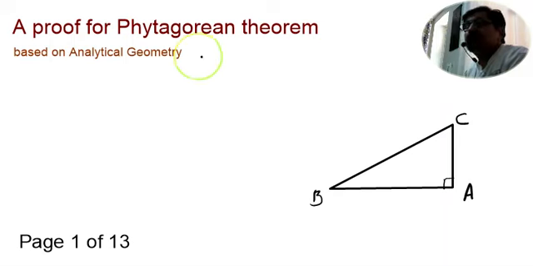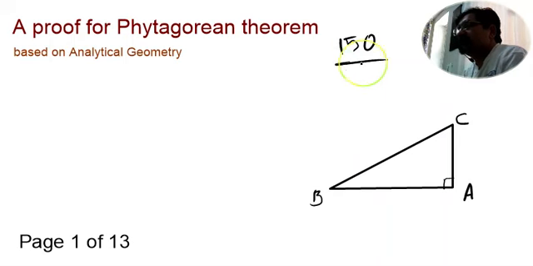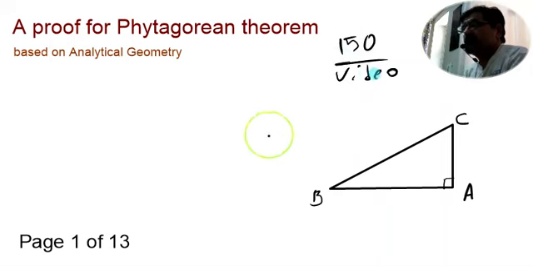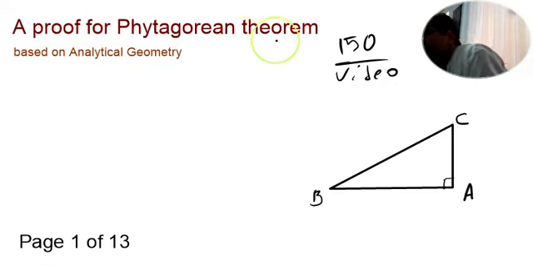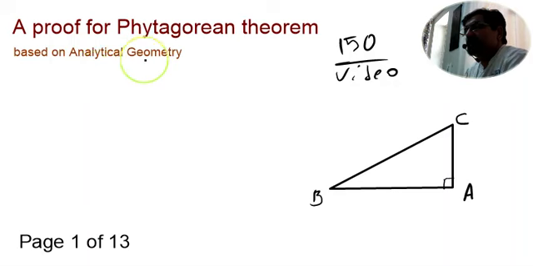Hello, this is video 150. The topic is a proof for the Pythagorean theorem based on analytical geometry, or we can say coordinate proof.